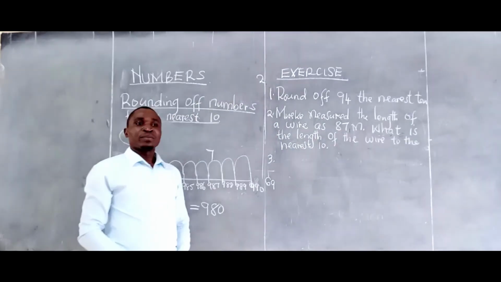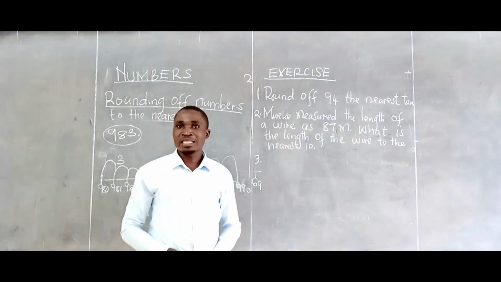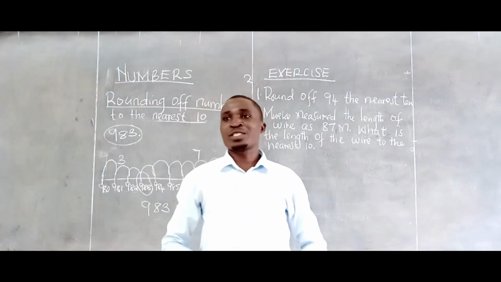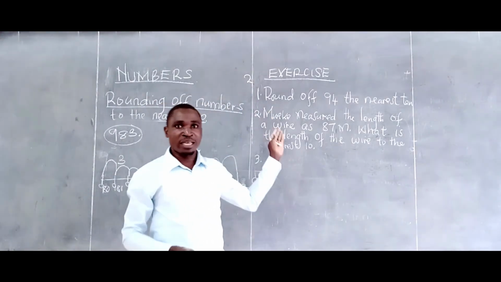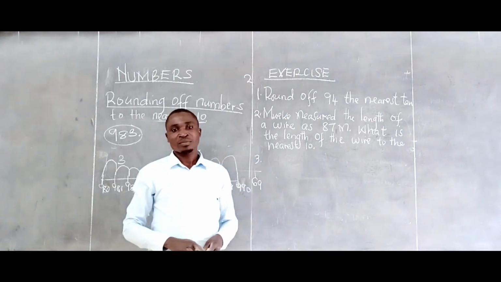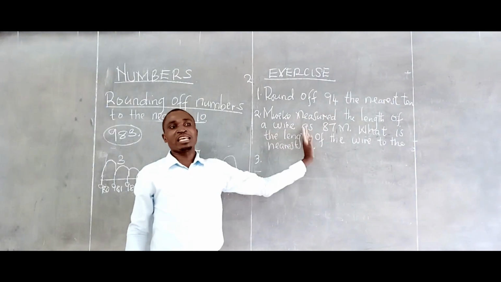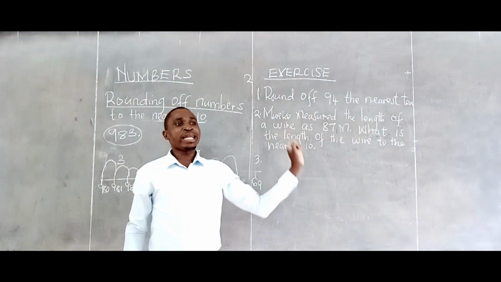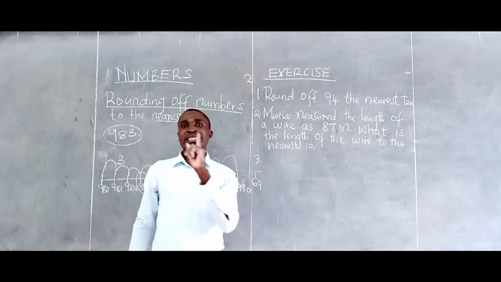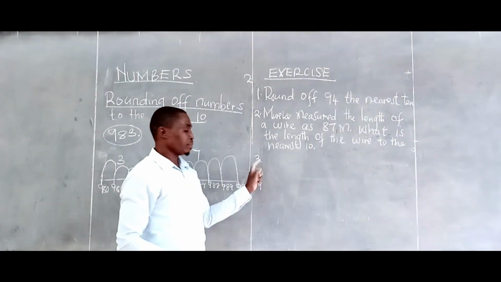Number 3. If you are very keen, you have already gotten the answer to the first problem. Of course, in mathematics, we solve problems, not questions. The second problem is Mweke measured the length of a wire as 87 meters. What is the length of the wire to the nearest tens? The last problem.